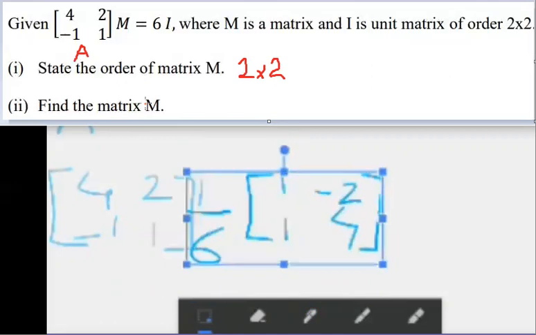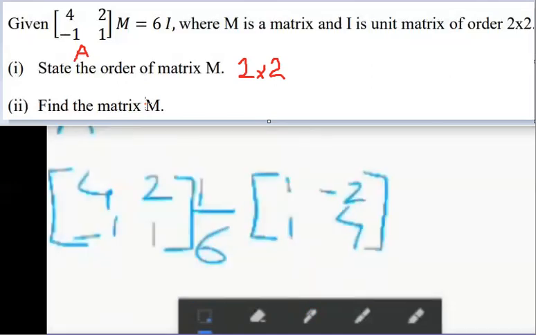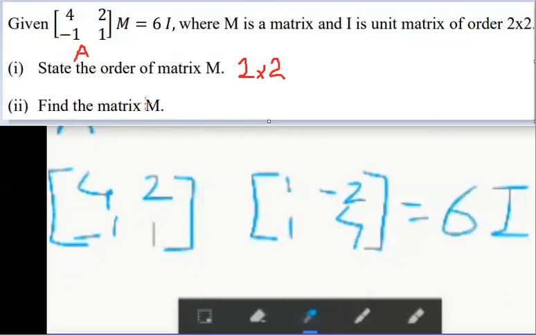So I'm claiming that when you have the original matrix multiplied by its inverse, you get the identity back. This 1 by 6 is just a scalar, so I can get rid of that by multiplying both sides by 6. This goes away, and this gets multiplied by 6, and this is very much like what I have in my original question. My original question has my original matrix A being multiplied by M, which equals 6 times I, and here I have 6 times I. So what I can claim now is that this is my matrix M.